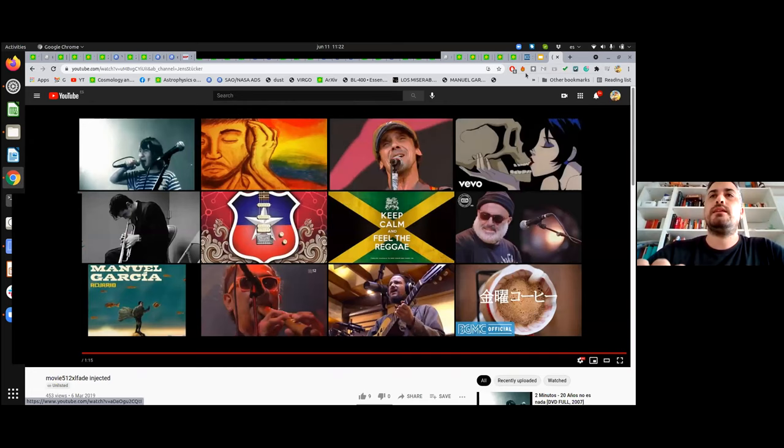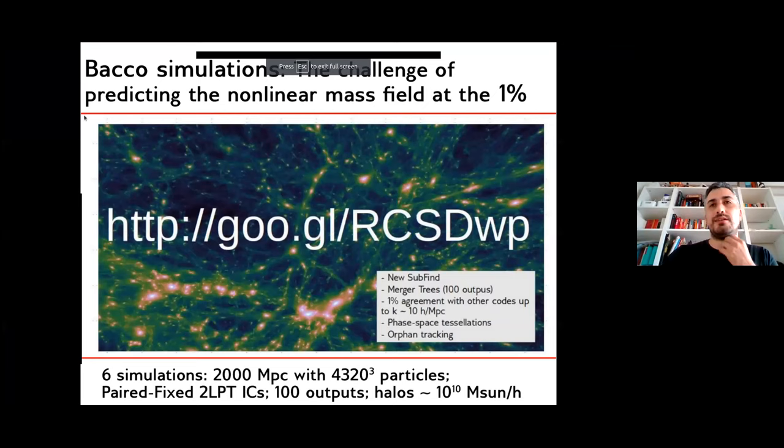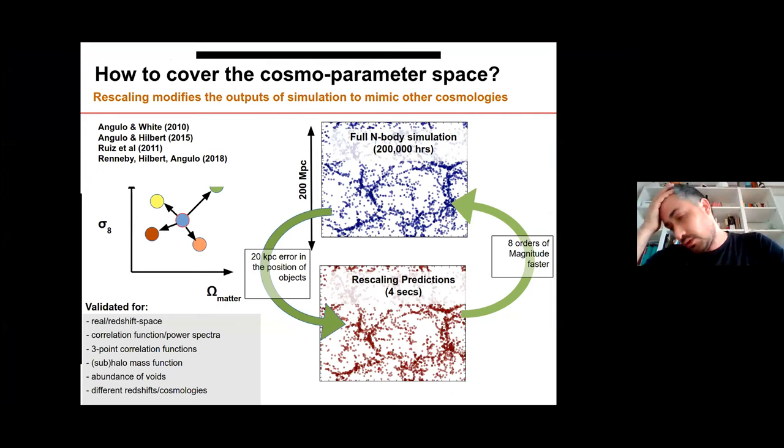As I was telling you earlier, we need not four of them, but thousands of them, for many cosmologies. So what we do to solve this problem is, instead of running a full simulation, take one of the simulations and perturb the output slightly so that it represents a different cosmology, right? This is what I've been showing you here. This is a distribution of dark matter halos in a full N-body simulation that took 200,000 CPU hours. And this is the prediction of what we call the cosmology rescaling algorithm, and that took only 4 seconds in this case. So it's 8 orders of magnitude faster, with an error of about 20 kiloparsecs, right?